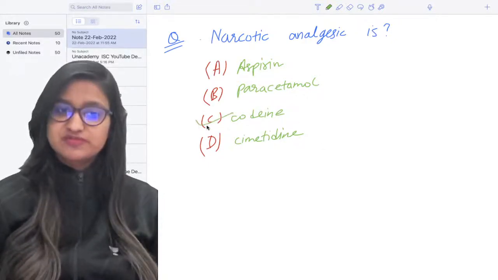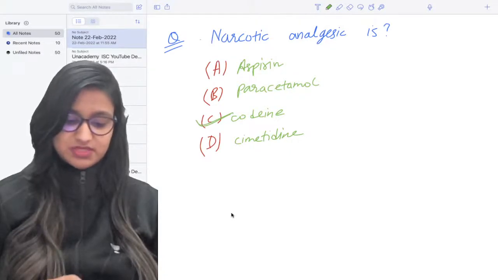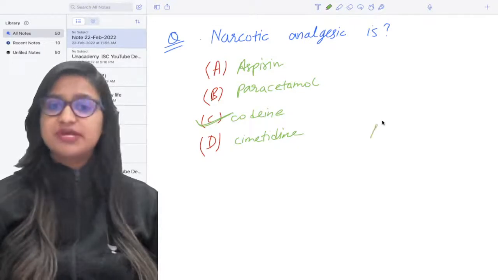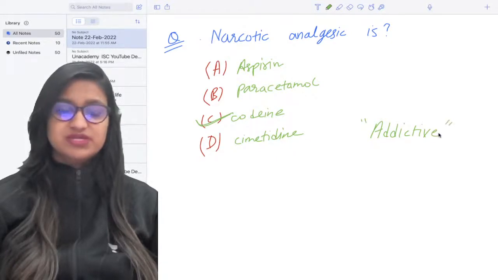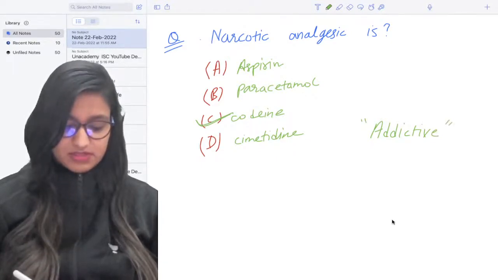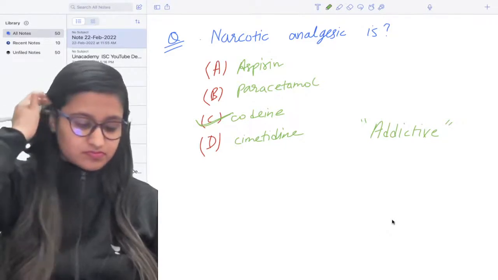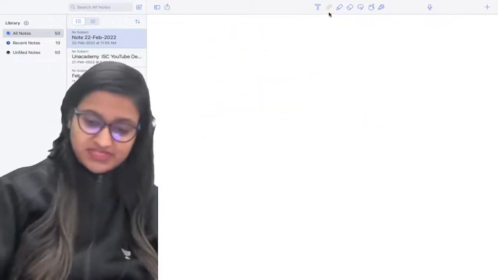So it is codeine. It is option number C. Rest of them are not narcotic. Narcotic का मतलब होता है बच्चे, एडिक्टिव जो होती हैं. ठीक है, narcotic कौन सी होती हैं, those which are addictive. ठीक है? Next question.